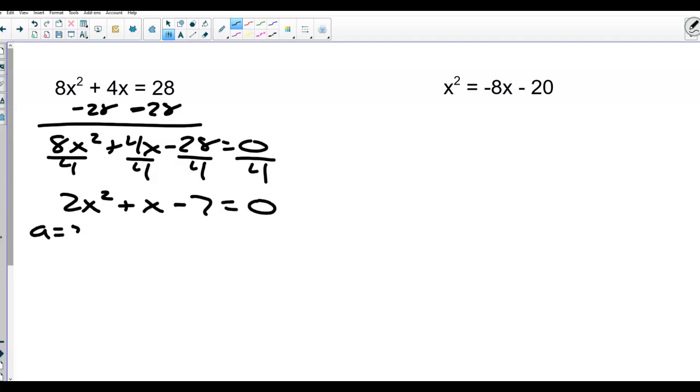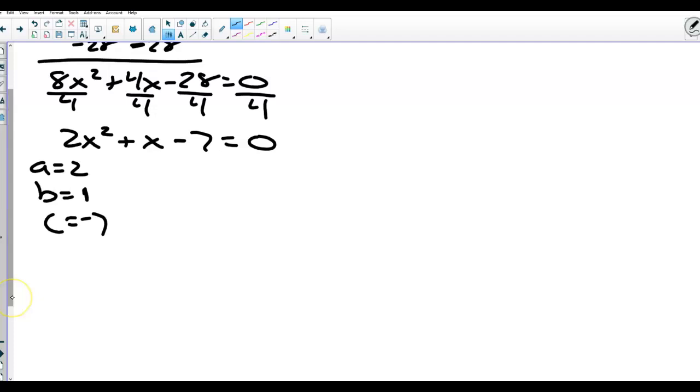I'd rather break down the radical of this, where my A is 2, my B is 1, and my C is negative 7. That's going to be much easier to work with. Negative 1 plus or minus 1 squared minus 4 times 2 times a negative 7.